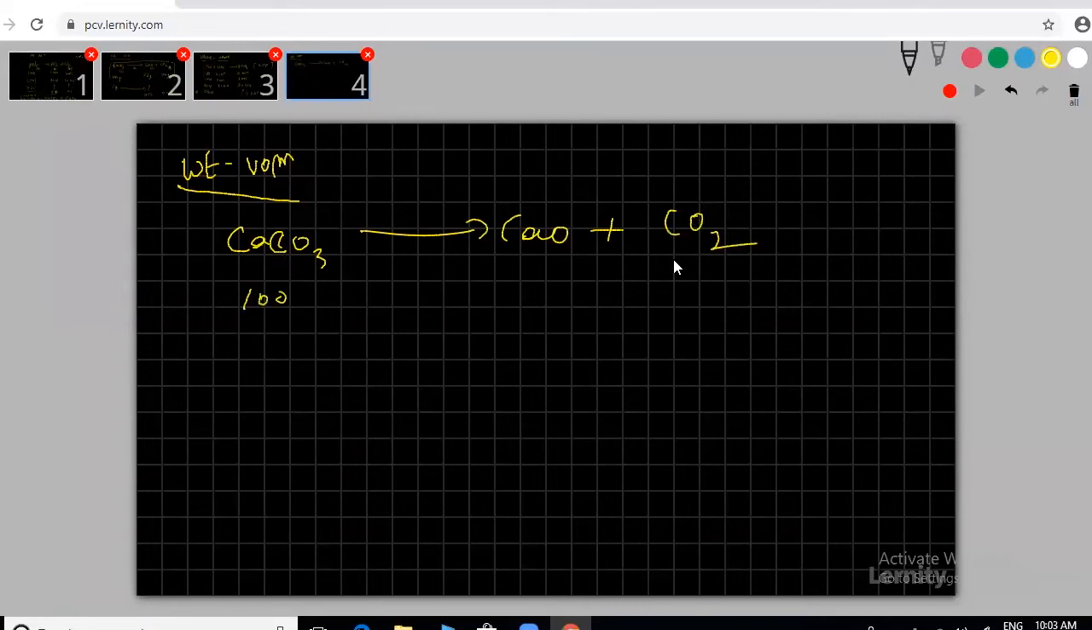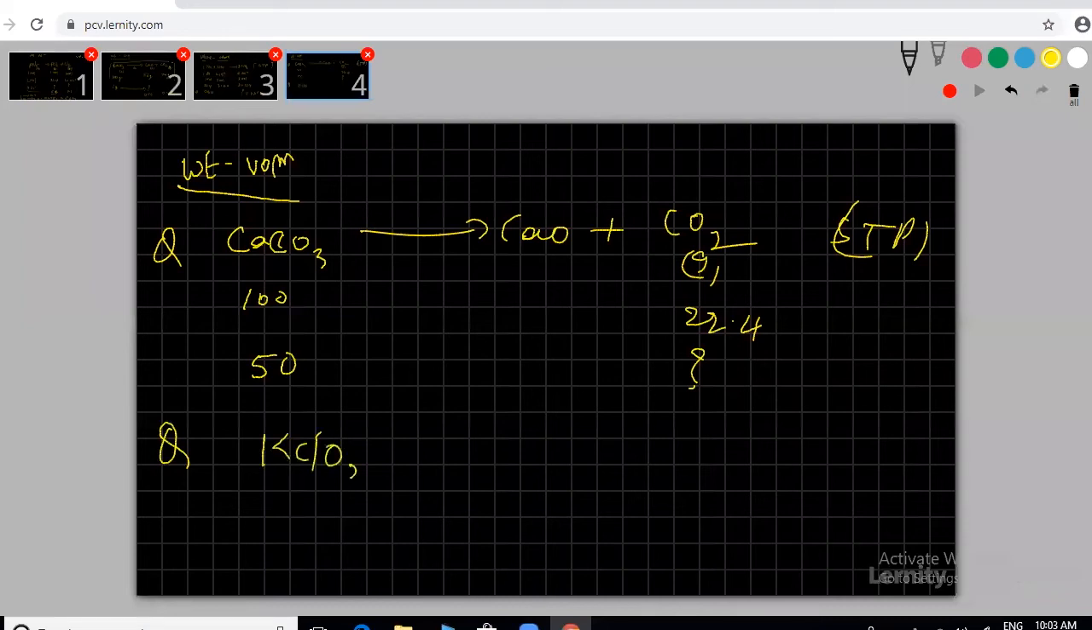100 grams, this is the volume at STP conditions, 22.4 liters. If I am taking 50 grams, how much? Otherwise, one more example. KClO3 we are heating. We get 2 KCl plus 3 O2. Okay. At STP conditions, 100 grams you are taking, how much will you get? 22.4 liters. 50 grams means how much?